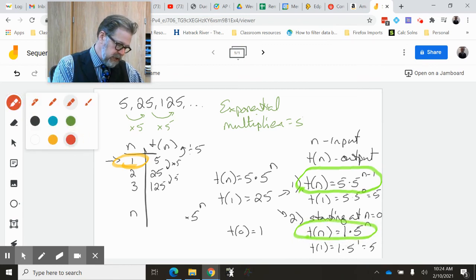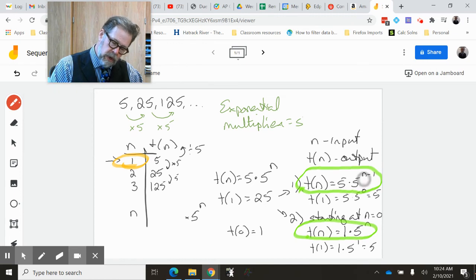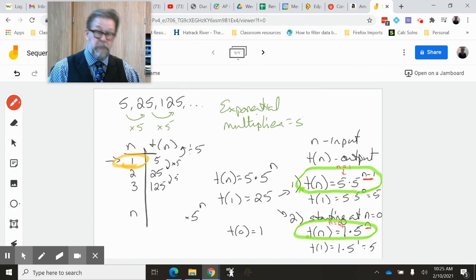The differences are that this one has n minus 1 because I'm starting when n equals 1. And this one has n because I'm starting at n equals 0. Either way is acceptable. How do you know if yours is right? Type it into your calculator. See if it starts at 1 and gives you the correct numbers working your way down.